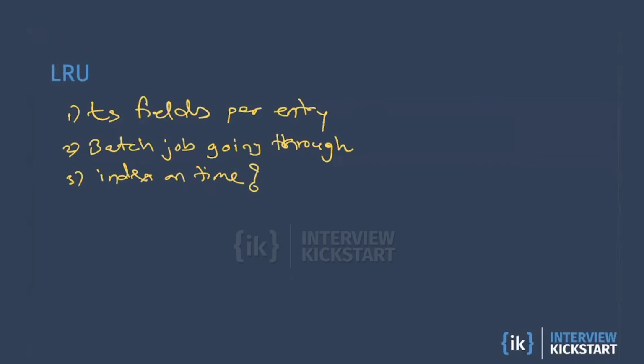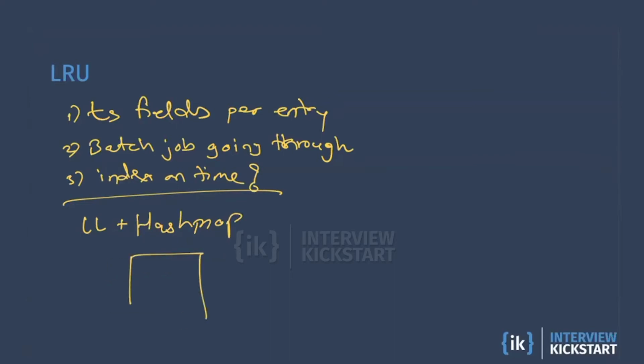Yeah, so basically we can use a linked list along with a hash map to store the last recent access. So in the hash map, the key will be the string which is basically your key. And then the value is going to be the node of the linked list.